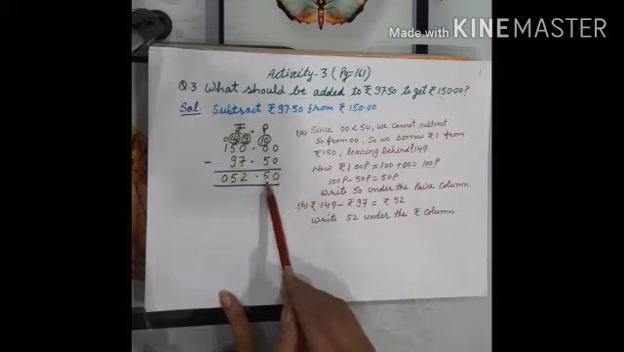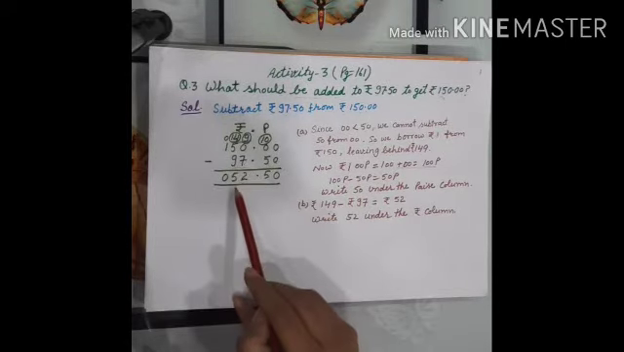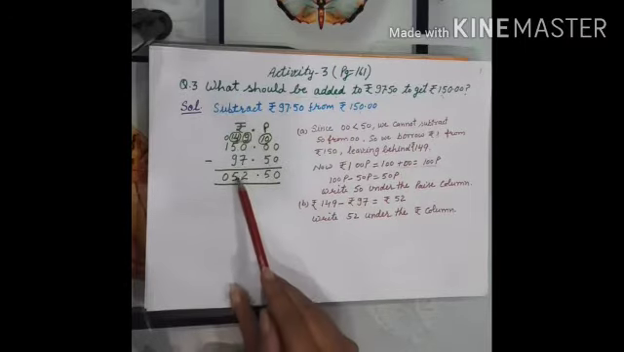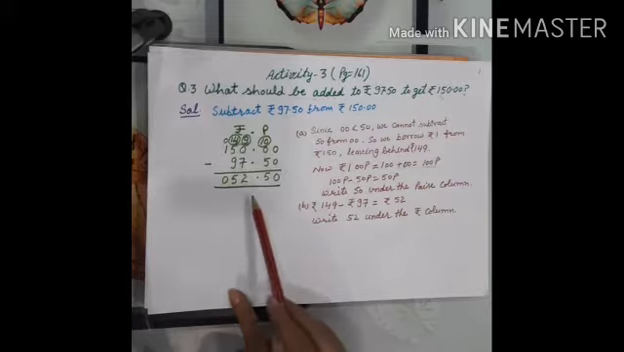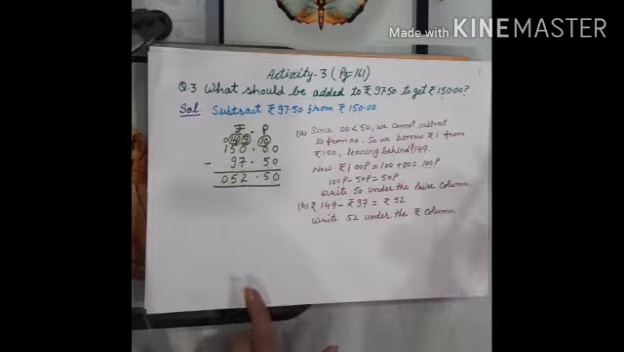Write 50 under the paise column. Rupees 149 minus rupees 97 is equal to rupees 52. Write 52 under the rupee column. The required number is rupees 52 and 50 paise.